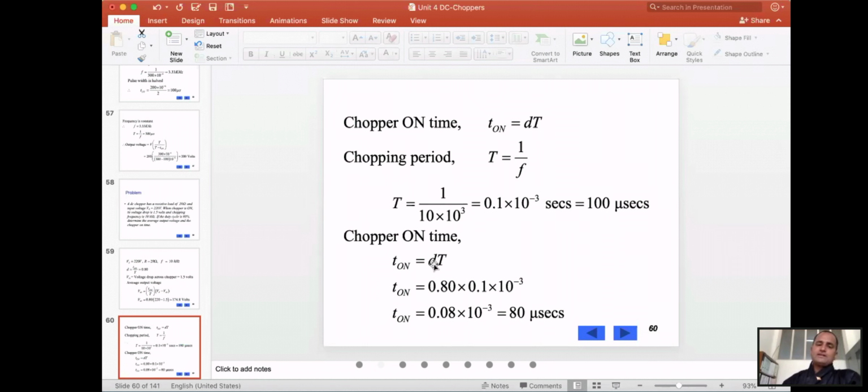So T on equals D into T, which is 0.8 times 100 microsecond. So T on equals 80 microsecond. The on period is 80 microsecond and the total time period is 100 microsecond. So T off is equal to 20 microsecond. If you subtract 100 minus 80, you get T off equals 20 microsecond. The off period is 20 microsecond and the on period is 80 microsecond.